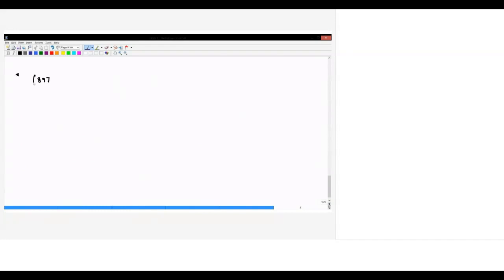897 to the power of 897, 888 to the power of 444, 323 to the power of 323, 458 to the power of 854, 3242. What are the unit digits I want?